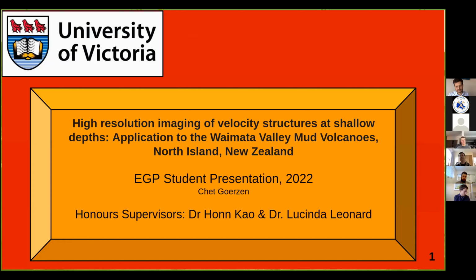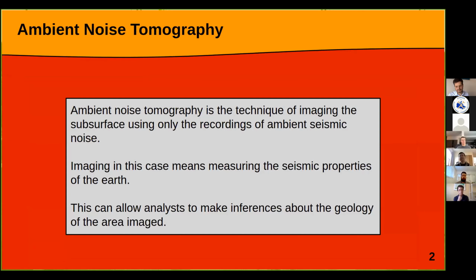So in this presentation, I'll be talking about how ambient noise tomography in particular can be used for this sort of high resolution imaging. So to start off, I'll describe what ambient noise tomography actually is. So ambient noise tomography is the technique of imaging the subsurface using only the recordings of ambient seismic noise. And so when I mention imaging in this context, it means measuring the seismic properties of the Earth, and we can turn that into a 3D image, which analysts can further make inferences about the geology of the area imaged.